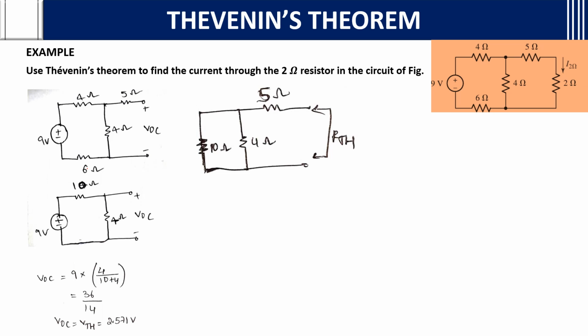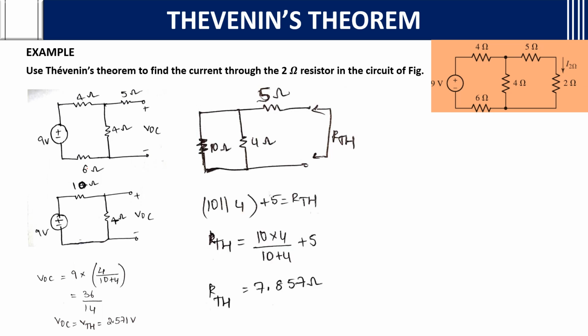After short circuiting, there will be no voltage source. This 6 and 4 are in series, giving 10 ohms, and then this 4 ohms and 5 ohms. As you can see, 10 and 4 are in parallel and in series with the 5. So RTH equals 10 and 4 in parallel, no? So 10 times 4 over 10 plus 4, plus 5. You will get RTH as 7.857 ohms, the Thevenin's resistance.